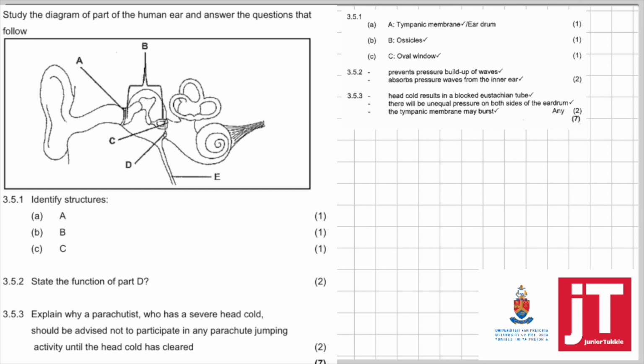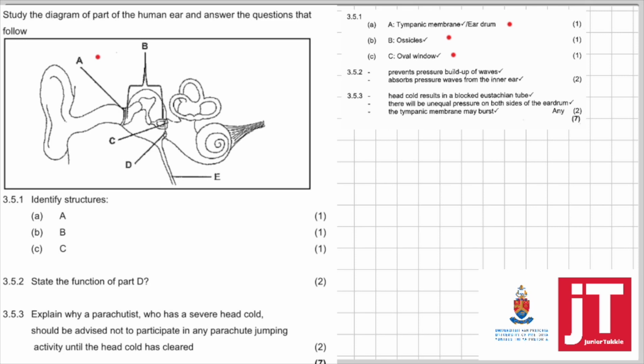Right, 3.5. Study the diagram of part of the human ear and answer the questions that follow. 3.5.1. Identify structure A. A is the tympanic membrane. I see the memo has eardrum here. Try not to use the word eardrum. 351. Identify structure B. B, the ossicles. 351C, identify structure C. That, of course, is the oval window.